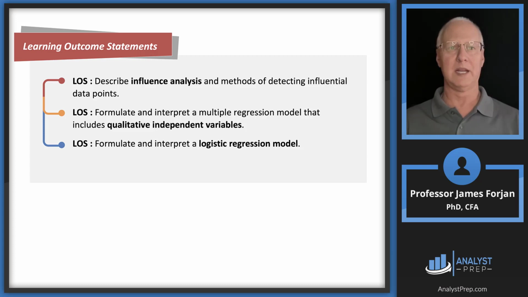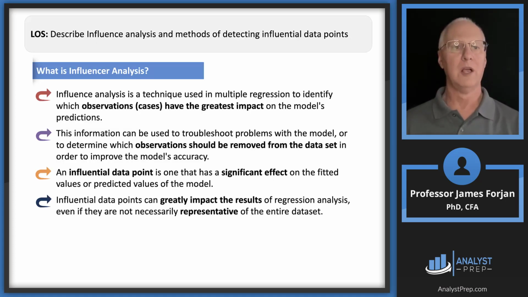We're going to start with data analysis and we're going to have to define this term influence. Then we'll look at qualitative independent variables. I just referred to those as dummy variables. And then we're going to formulate a logistic regression model where the dependent variable is either a 0 or a 1. For example, a firm can either be bankrupt or it can't be bankrupt. So let's go ahead and start with this concept of an analysis of influence.